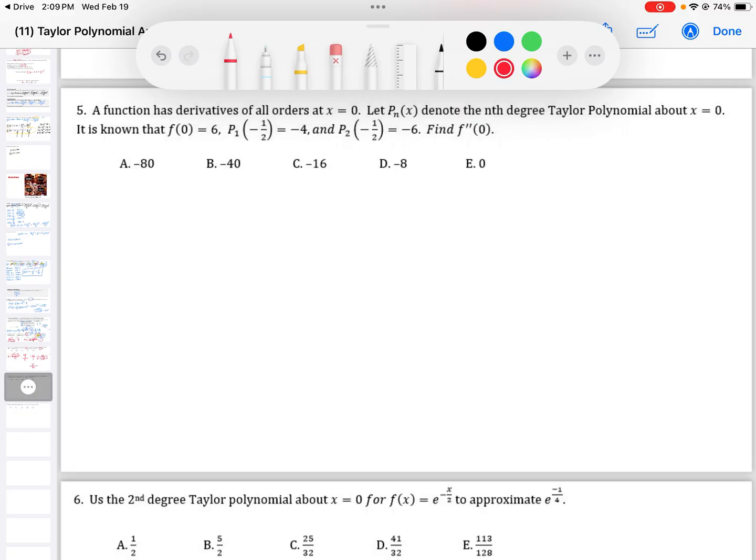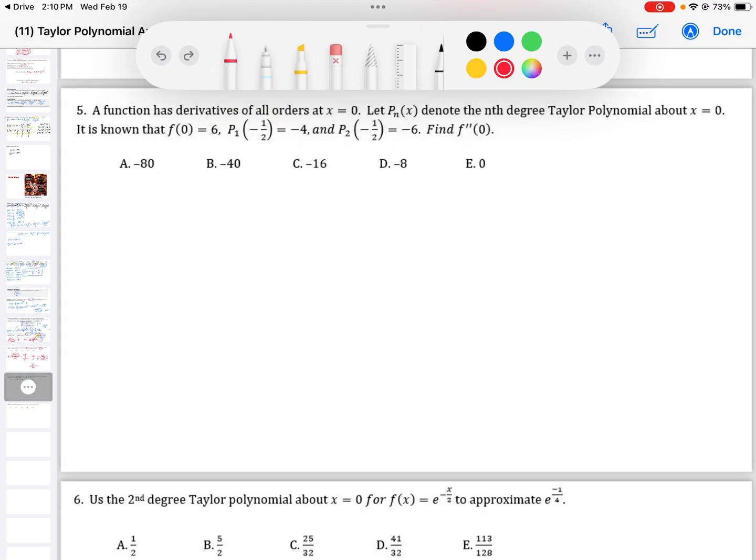Oh, well. All right, a function has derivatives of all orders at x equals 0. The nth degree Taylor polynomial around x equals 0. And it's known that f of 0 is 6, p sub 1, so the first degree Taylor polynomial at -1/2 is -4, and the second degree Taylor polynomial at -1/2 is -6. Find the second derivative evaluated at 0.